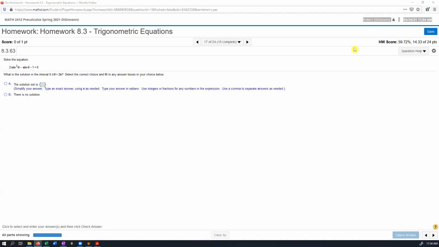Okay, so for this one, we've got 2 sine squared theta minus sine theta minus 1 equals 0. Did one like this, very close to this in class. We are going to view this as looking like a quadratic equation.